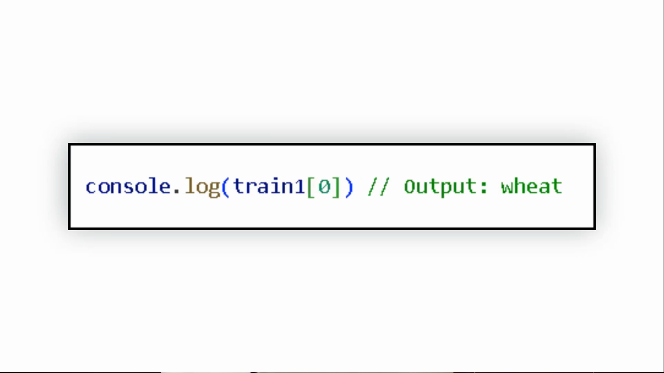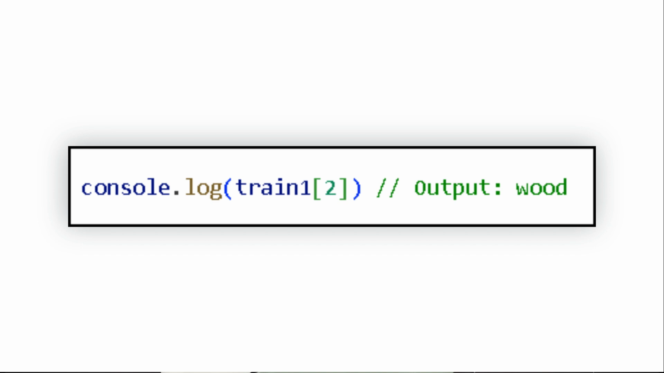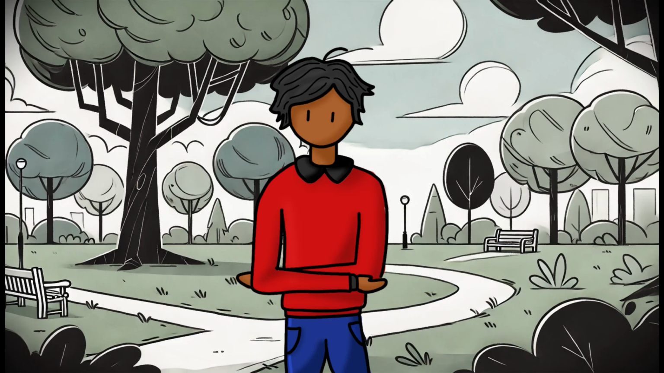Here, console.log train1 square brackets 0, which will output wheat. Console.log train1 square brackets 2 will output wood. Arrays help you group related items together in a way that's easy to manage and access.